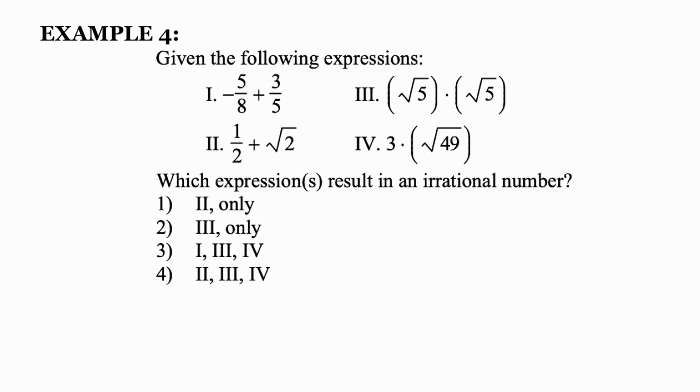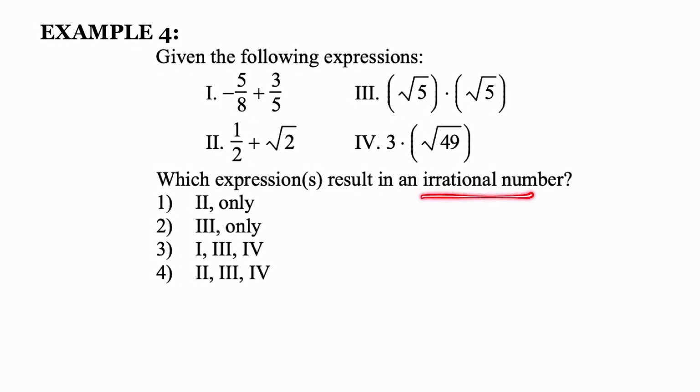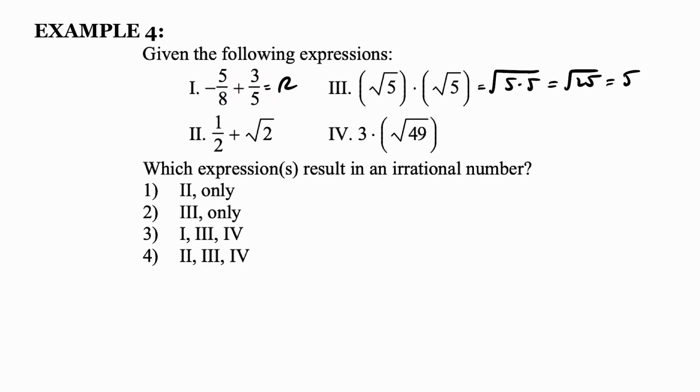Example number 4. Which of the following is an irrational? Well, these two are fractions. So it doesn't matter what two fractions you add up together, you're always going to get a fraction answer. And fractions are always rational. So this will always equal a rational number. This one over here, you can multiply both of them, and you'd get the square root of 25. Well, the square root of 25 is 5. That's a rational number. So we got another rational.